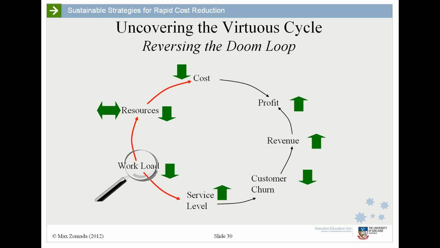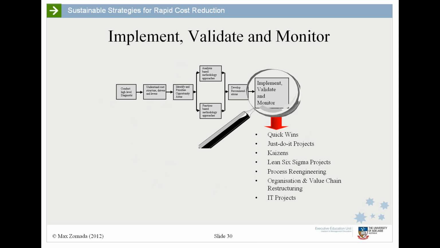So ideally, these kinds of cycles are often referred to as virtuous cycles. What we want to do is build virtuous cycles and not doom loops in the way that we go about our cost reduction activities. And the diagram I've given here with the different tools and techniques shows the kind of methodologies that we can use.